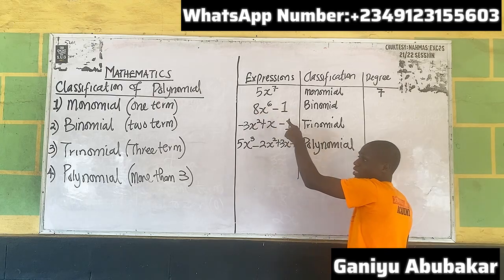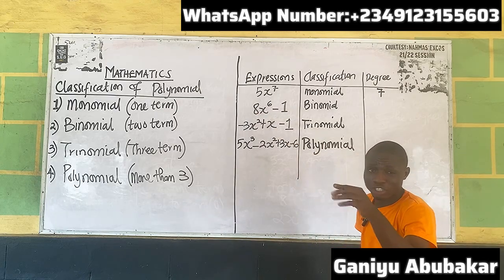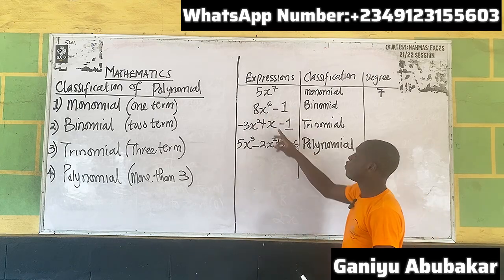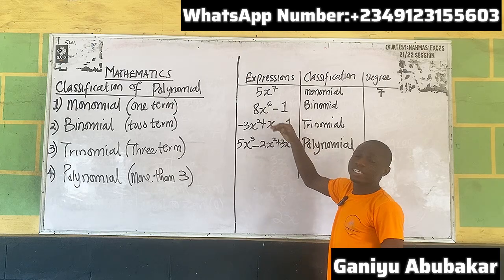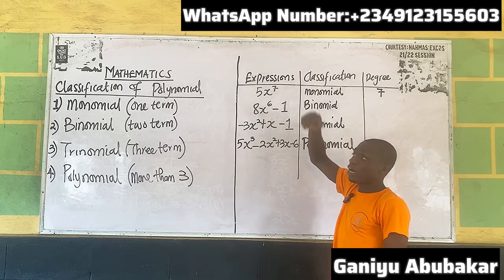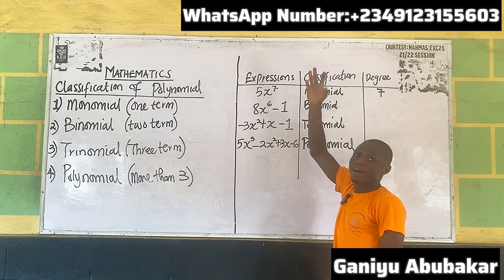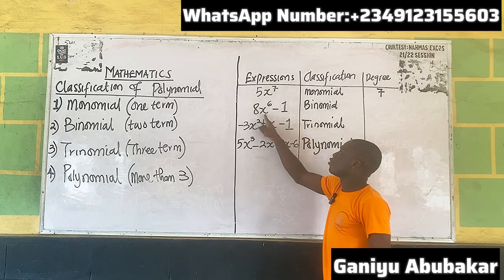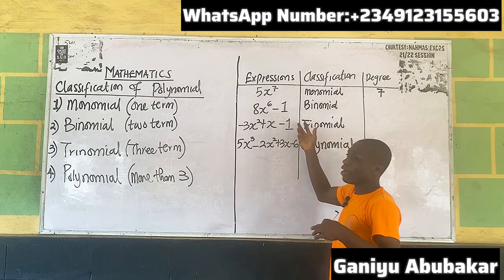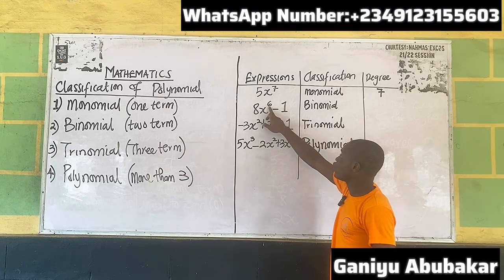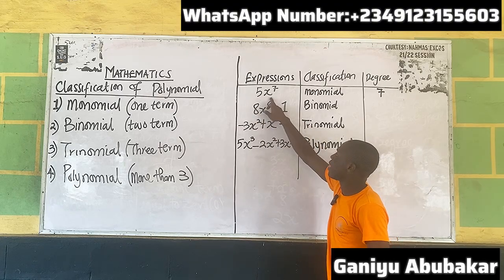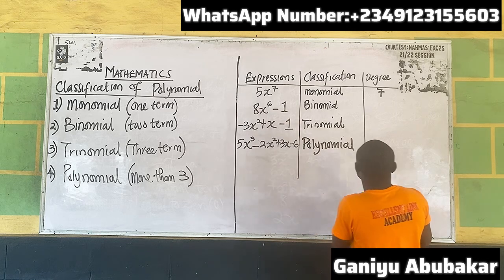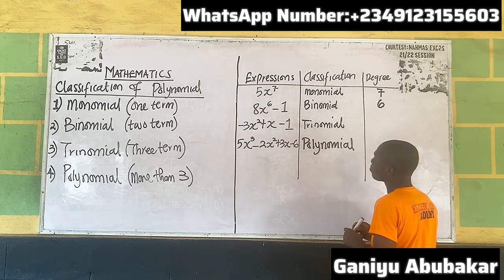This is note number 3 that I gave you before. Check note number 3. I said the degree of a polynomial is simply the degree of the term with the highest power. I'm having 8x to the power 6 and 1. Which one has the highest power of the variable? It is 6, this one here. So for 8x to the power 6, the degree is 6.